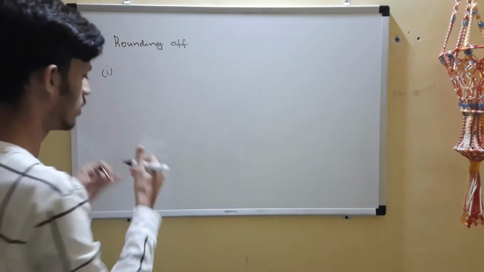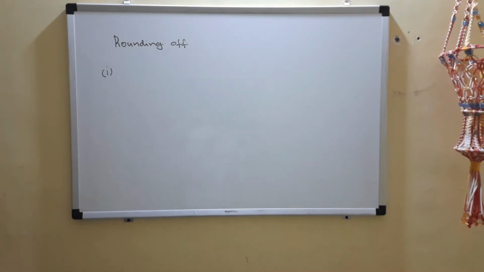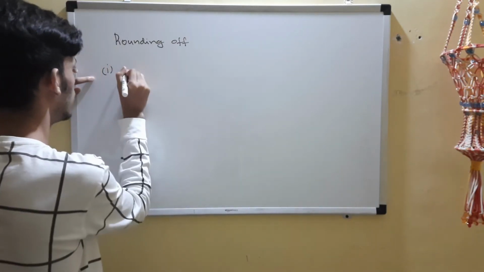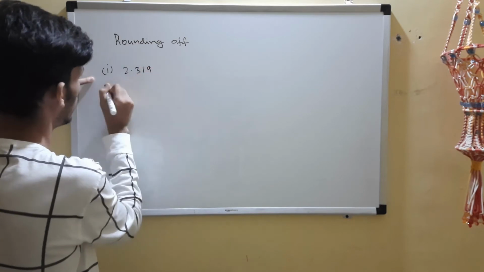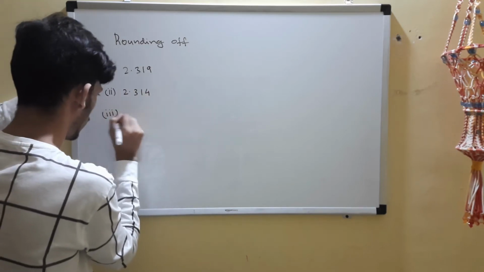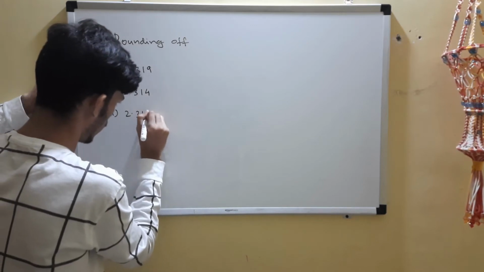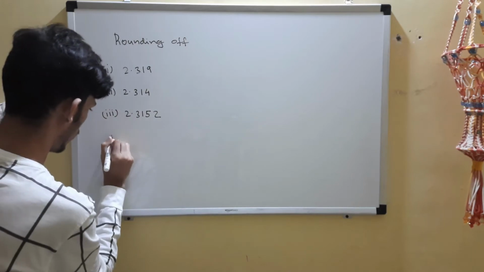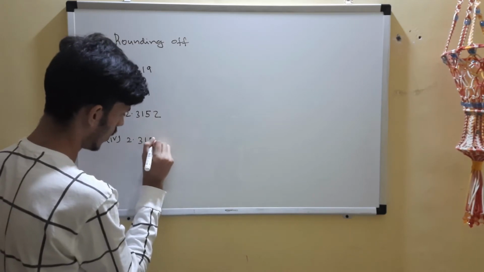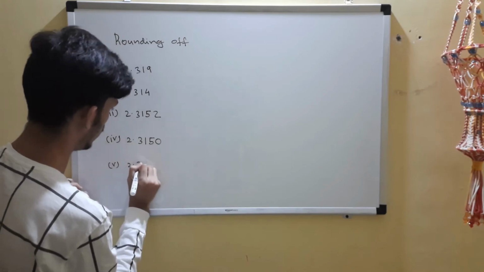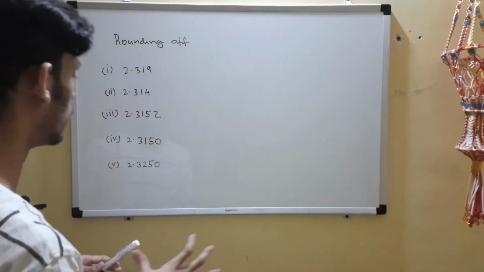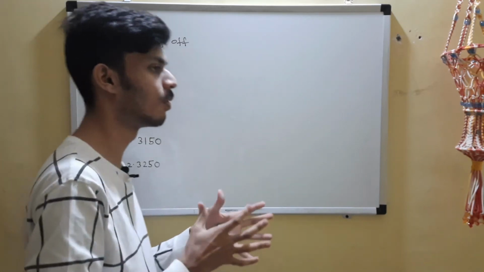Okay, so the first one, let me check the camera. Okay, perfect. I'll write some figures first. 2.319, second one 2.314, 2.3152. Let's go for more. 2.3, 1.150, and finally we have 2.3132, I'll say, and 5, okay, and 0. So each of these numbers is specially chosen. So let's try rounding off.